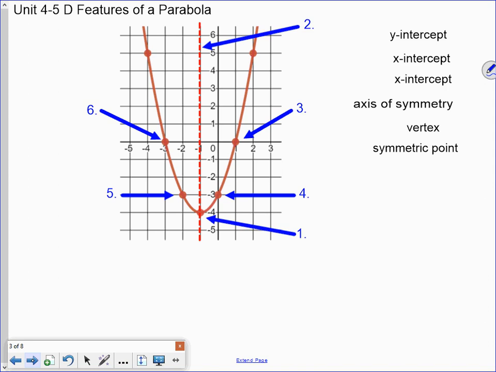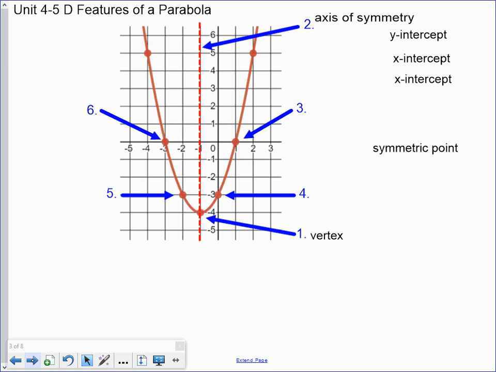We're going to start down here at the bottom with this one labeled number 1 here. That, of course, is our vertex. And we know it's our vertex because this is where our parabola is turning around and going in the opposite direction. Number 2, up at the top there, this dotted line that runs through the middle is our axis of symmetry. It divides our parabola in half so that the two sides are symmetric to one another.